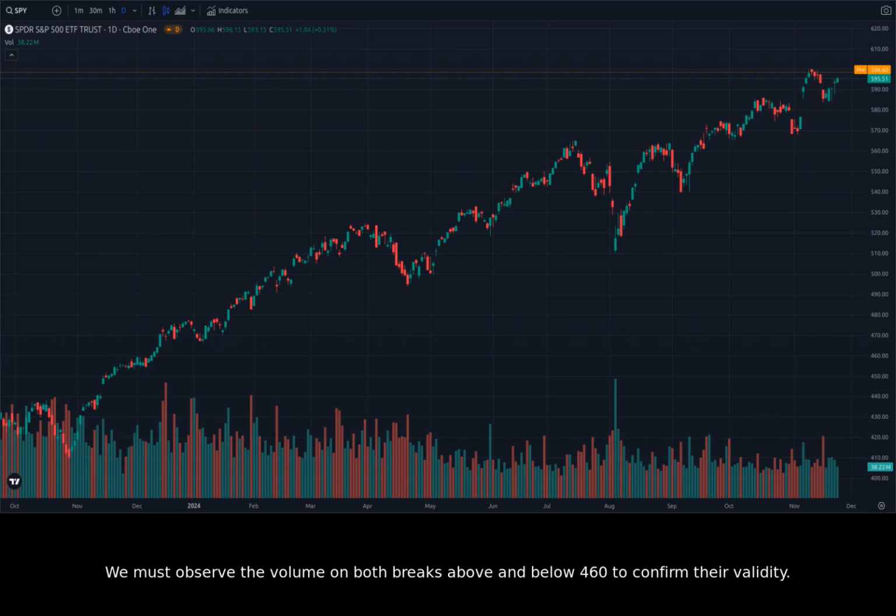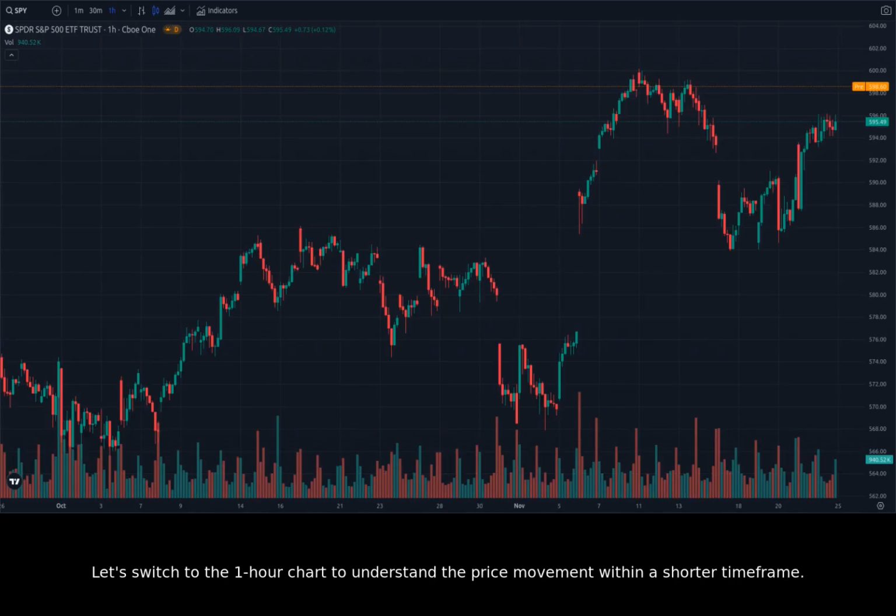We must observe the volume on both breaks above and below 460 to confirm their validity. Let's switch to the one-hour chart to understand the price movement within a shorter time frame. Here, we look at the price action over the last day.